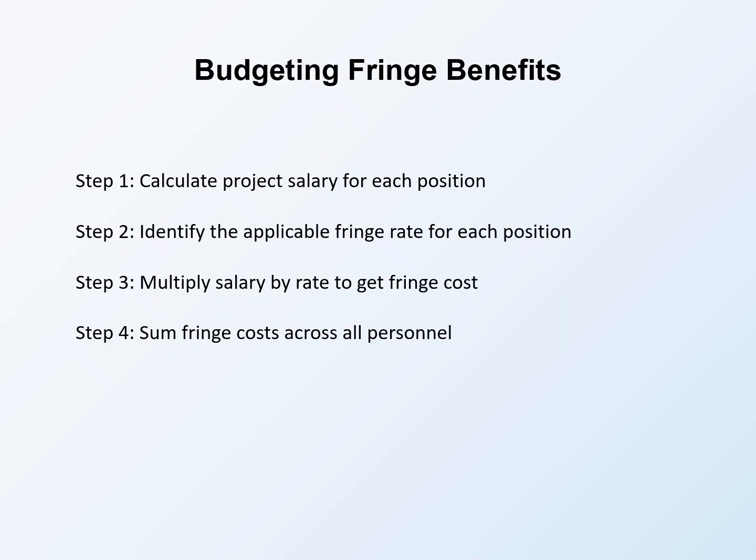Step 3 multiplies salary by rate to get fringe cost for each position. If the project coordinator's salary is $40,000 and the staff fringe rate is 32%, the fringe cost is $12,800. Calculate this for each position. Step 4 sums fringe costs across all personnel to get total fringe for your budget. Add up the individual fringe calculations to get the total that will appear in your budget's fringe benefit line. This total represents the full employer benefit cost for all project personnel.